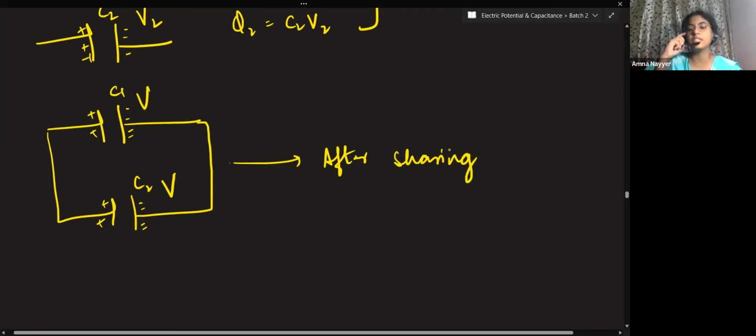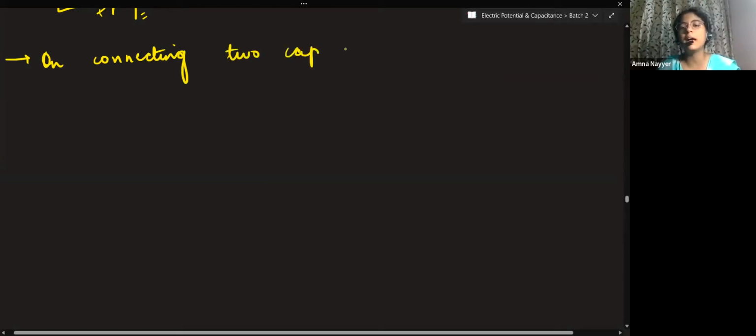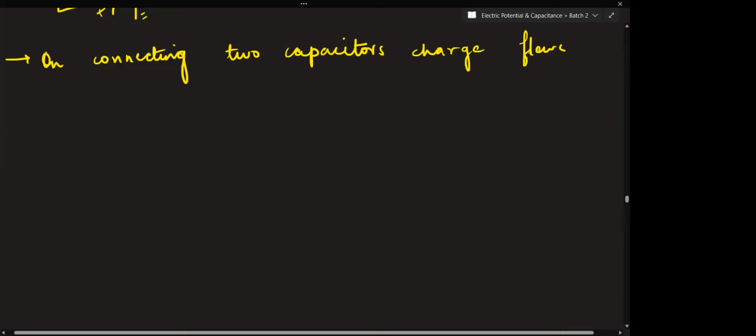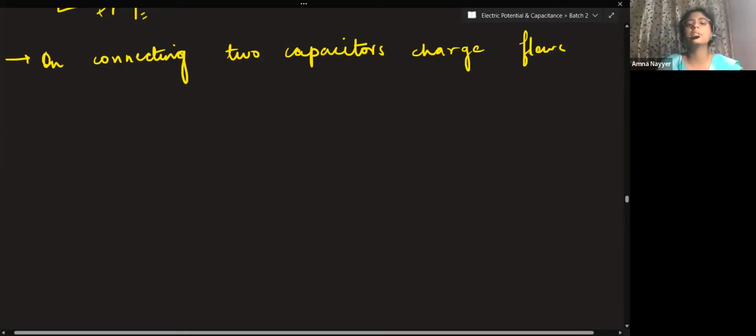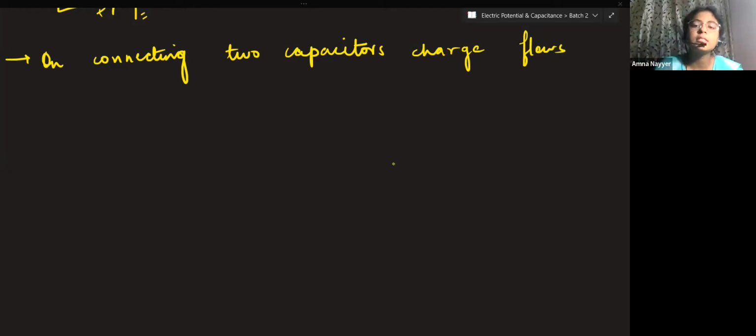This is the case after sharing. So on connecting 2 capacitors, if you connect 2 capacitors, then charge flows from, Atif, you tell us, from which one? Higher potential to lower or lower to higher?